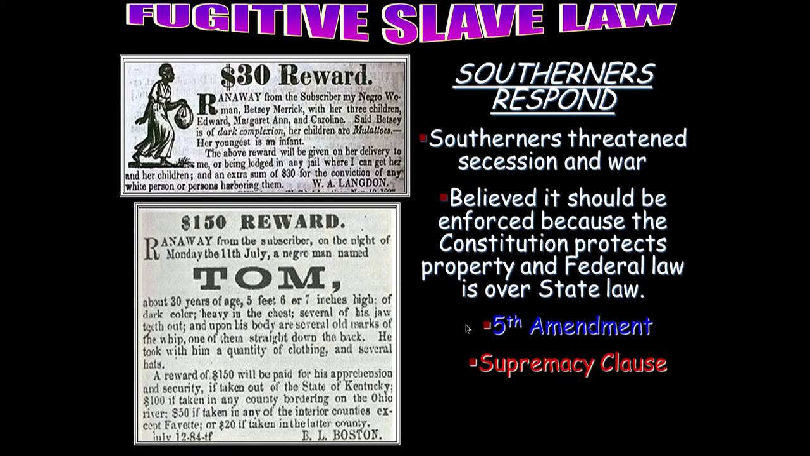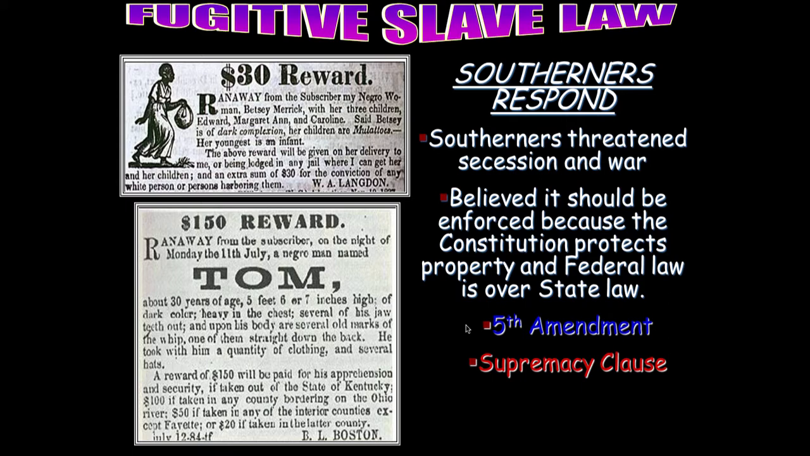The Southerners are going to respond, and with the reaction of the abolitionists and the Northerners, they're going to threaten to secede from the Union and go to war over this if it's not enforced. They believed it should be enforced because the Fifth Amendment of the Constitution protects property, and the Supremacy Clause states that federal law is over state law.